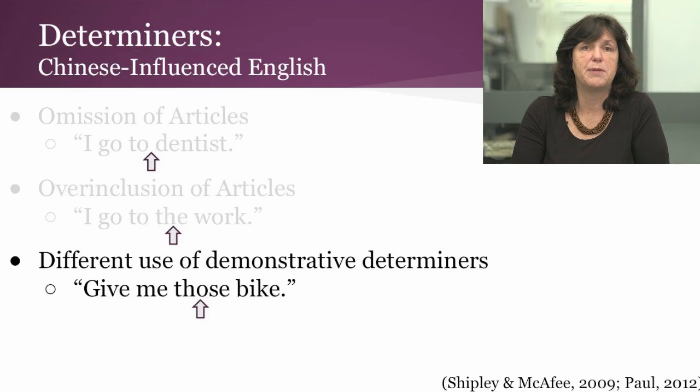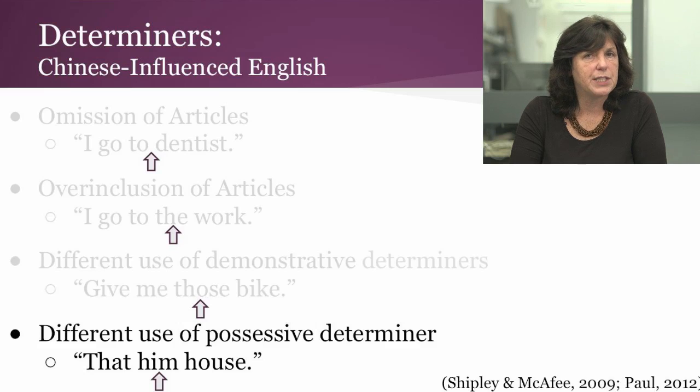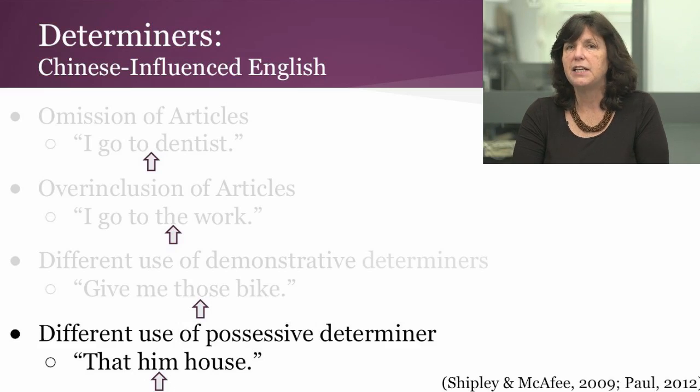Chinese-influenced English also exhibits different use of demonstrative determiners. For example, an L of Chinese origin might use a plural determiner before a singular noun and say something like, "give me those bike." In Chinese-influenced English, we could also see the use of the objective pronoun him instead of the possessive determiner his, as in "that him house."